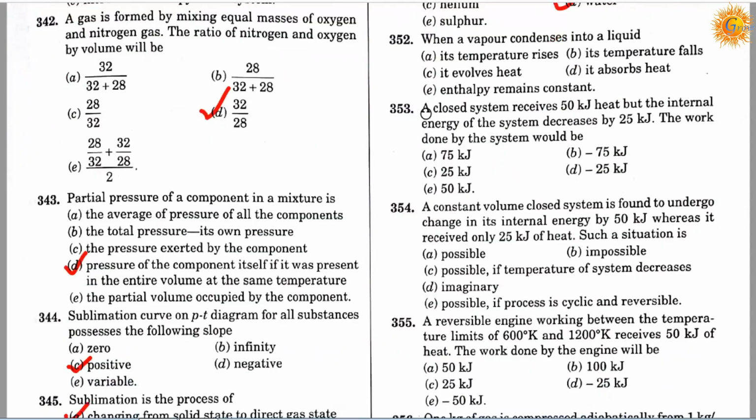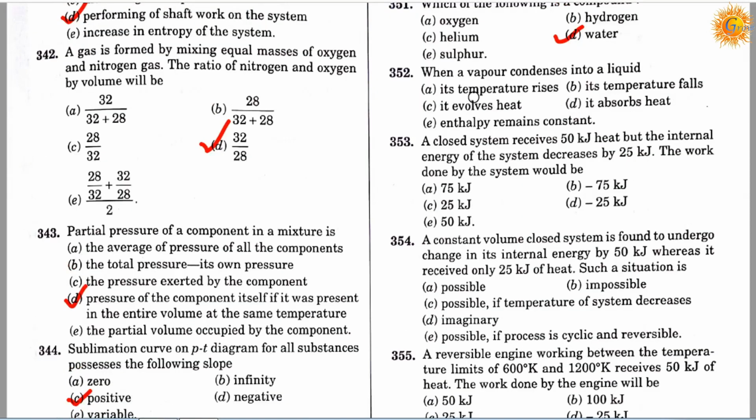Question number 352. When a vapor condenses into a liquid, option A, its temperature rises, option B, its temperature falls, option C, it evolves heat, option D, it absorbs heat, and option E, enthalpy remains constant. So the correct answer is C, it evolves heat.